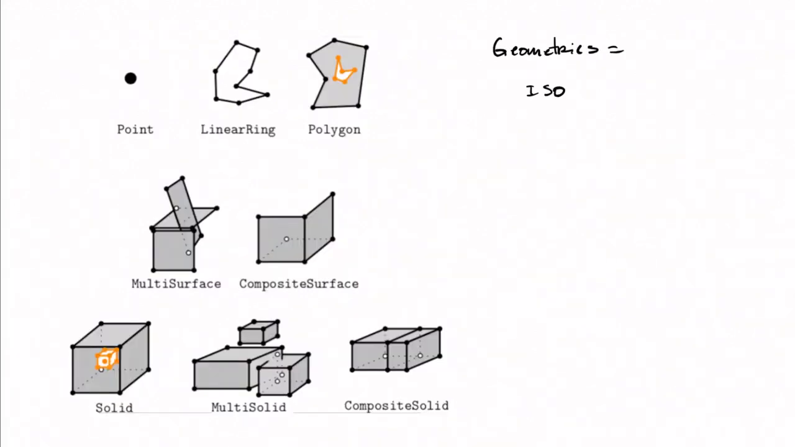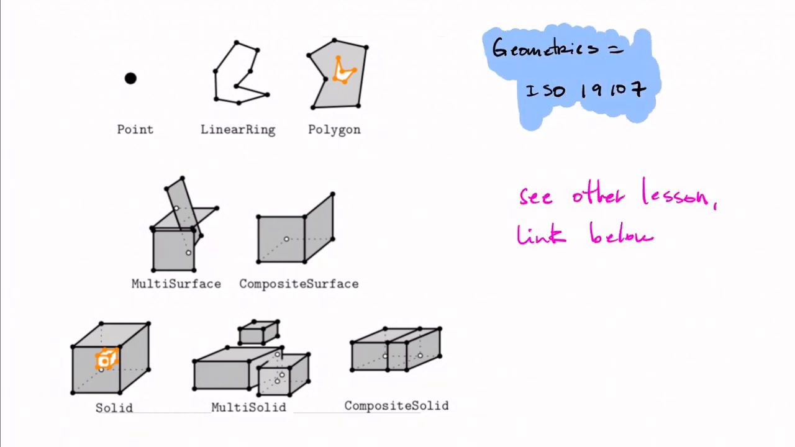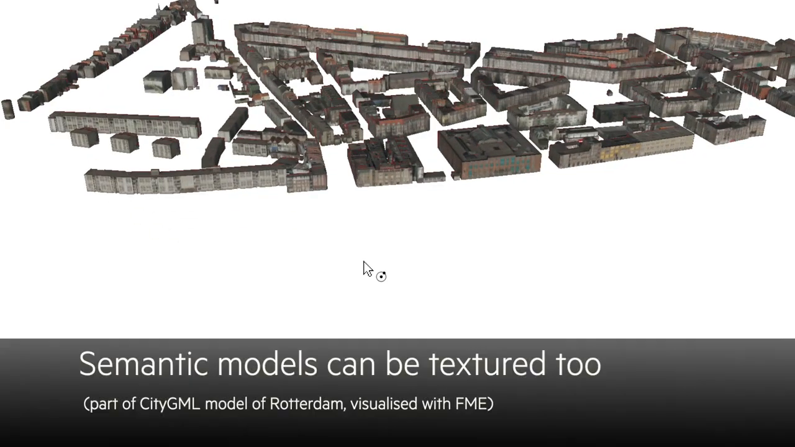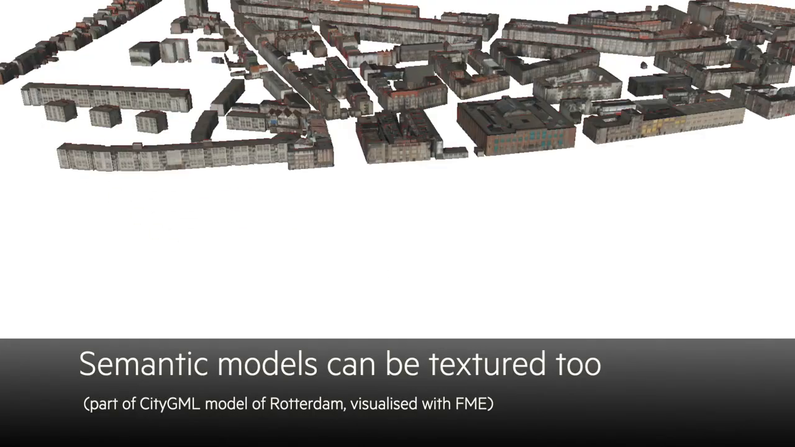CityGML uses the international standard ISO 19107 for representing the geometric primitives of all the city objects. We have a full video and a lesson on exactly this topic. See the link below. And also CityGML supports textures and materials.